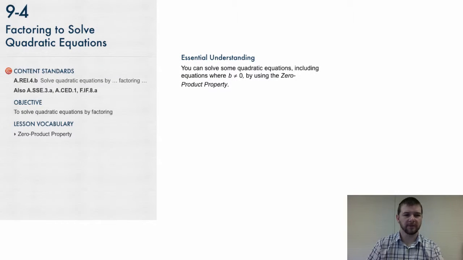Section 9.4, Factoring to solve quadratic equations. The objective of this section: to solve quadratic equations by factoring. Lesson vocabulary: zero product property. And an essential understanding: you can solve some quadratic equations, including equations where b does not equal 0, meaning that we do have a linear term, by using the zero product property.